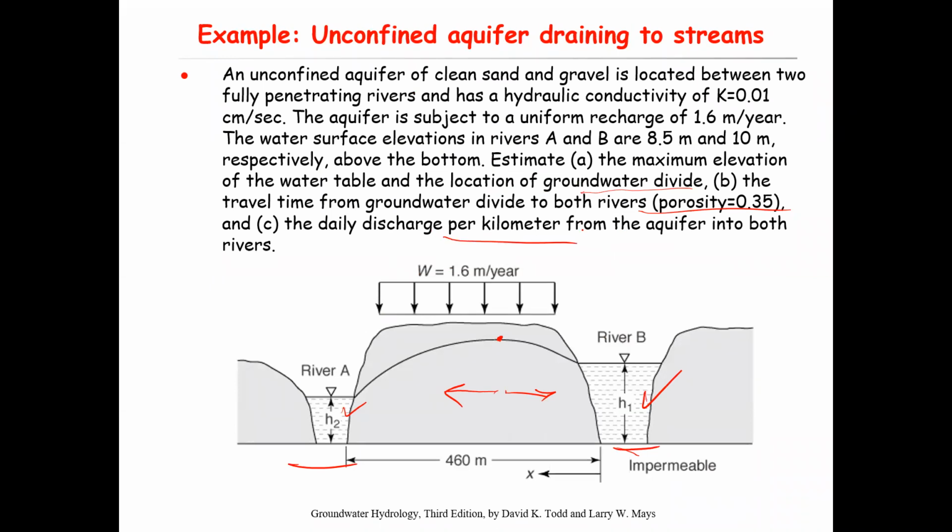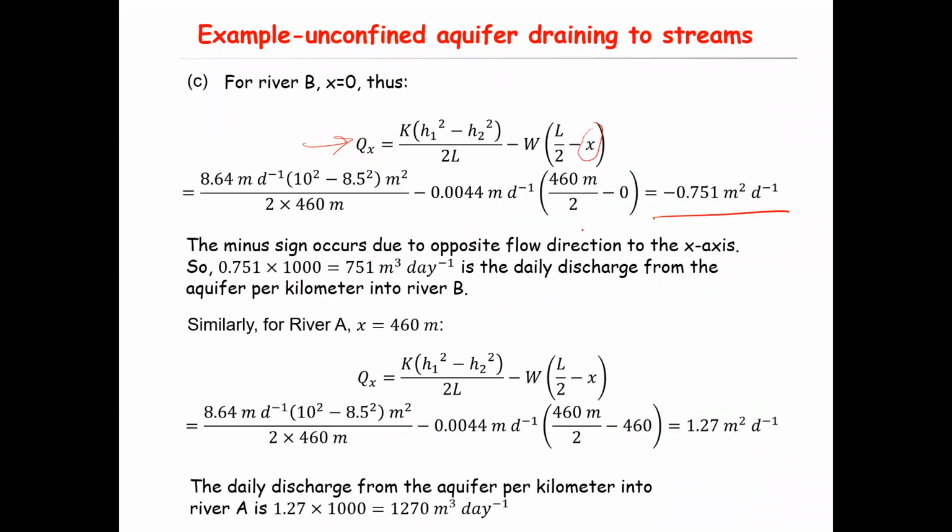So that means that the direction perpendicular to the screen is 1 kilometer. This discharge basically is not a velocity, it has the unit of m2, or length squared divided by time. QX is the discharge per unit width. I multiply it by width, that is 1000 meter, that gives me 751 cubic meter per day, and that will be the daily discharge or volumetric flux from the aquifer to river B. Okay, so that calculation was for river B.